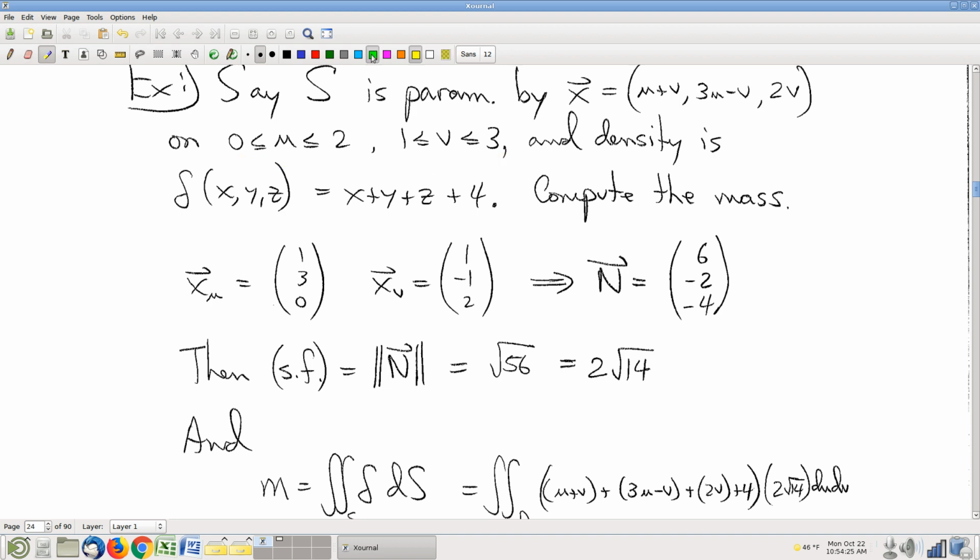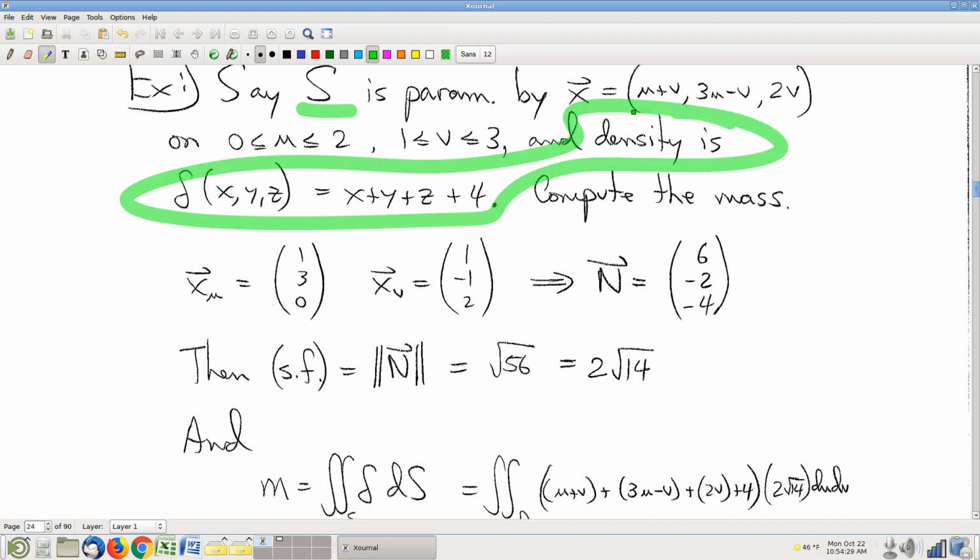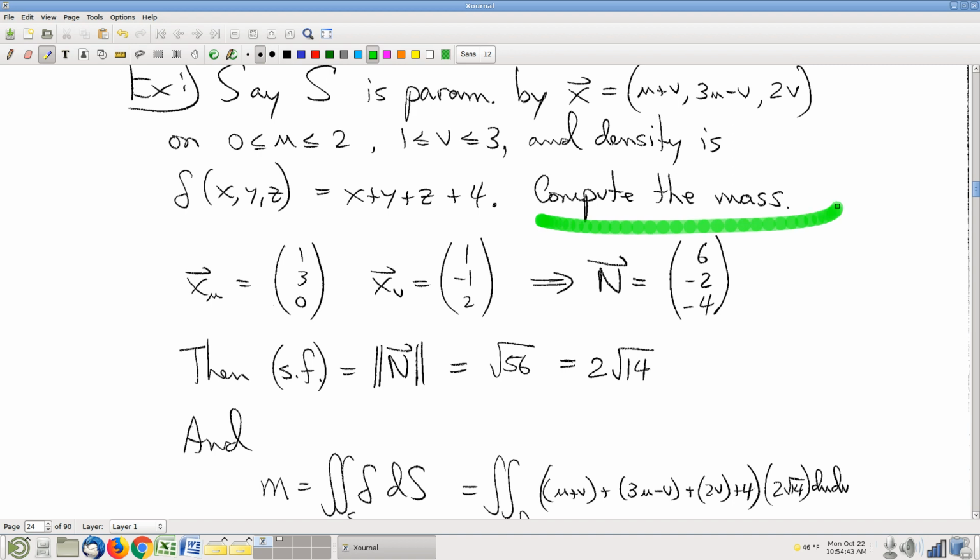So on this surface, I've got mass distributed by way of this density function. So depending on position, depending on x, y, and z, there's a different formula for density. And with this mass distributed per that density, I want to know what's the total amount of mass.